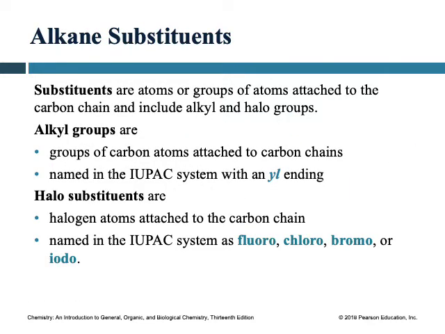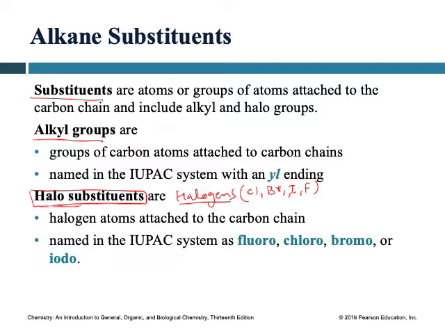So till now we just learned about what are substituents, what is an alkyl group. But instead of carbon as a substituent, we sometimes have halogens, like chlorine, bromine, iodine, fluorine, as our substituent, which we call a halo substituent.